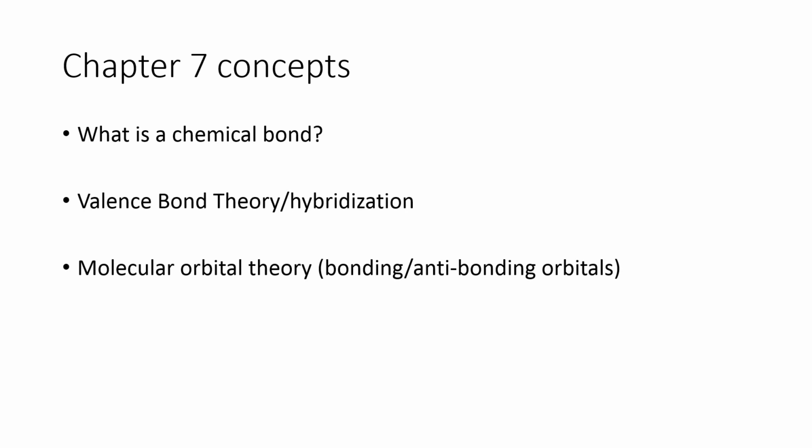So now what we need is a theoretical construct to be able to talk about how these interactions happen. For example, when we're sharing electrons, how do we understand what happens to those electrons? We have two particular frameworks we can use to talk about this. First, we have valence bond theory. This is where we talk about hybridization.